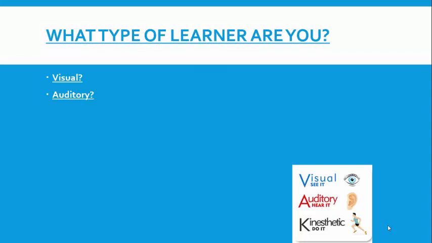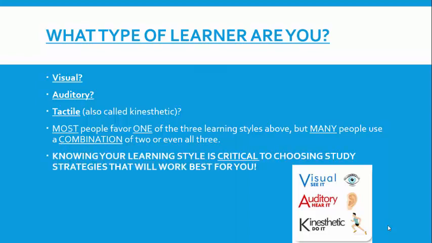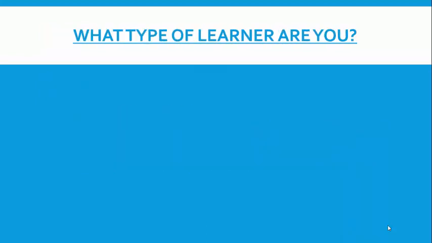And finally, if you are a tactile learner, also called a kinesthetic learner, you learn most effectively by touching and doing. And although most people do favor one of the three learning styles, many people do use a combination of two or all three. So depending on your learning style, even where you choose to sit in class can have a big impact on your effective note-taking and ultimately your overall learning.